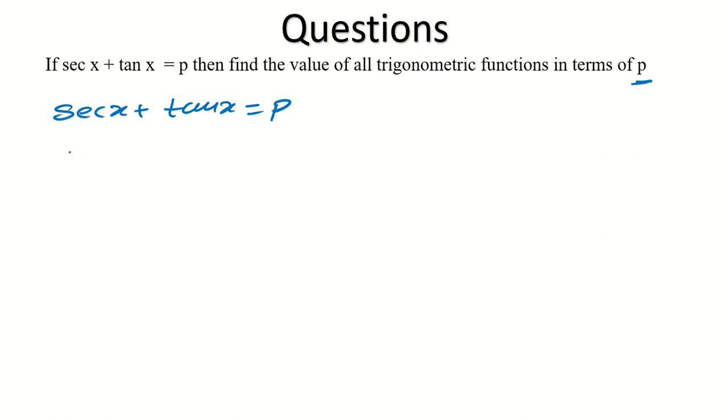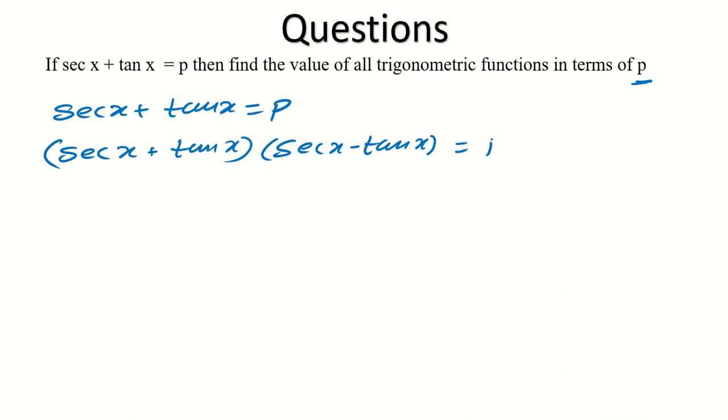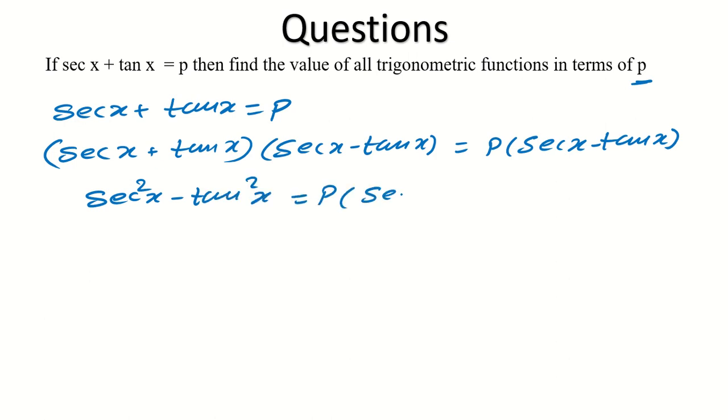Now if we multiply both sides by sec x minus tan x, so what will it be? It will be sec x plus tan x times sec x minus tan x is equal to p times sec x minus tan x. It will be a plus b into a minus b. It will be sec square x minus tan square x is equal to p times sec x minus tan x. Okay, sec square x minus tan square x means 1 and p will come down and it will be equal to sec x minus tan x.